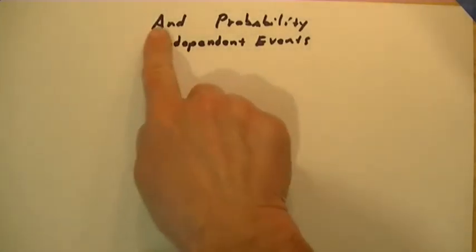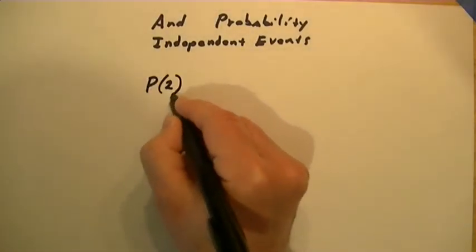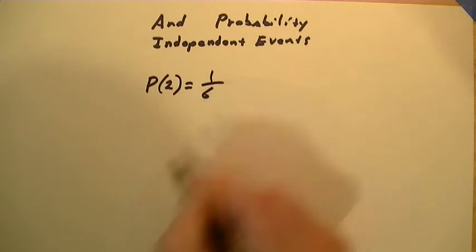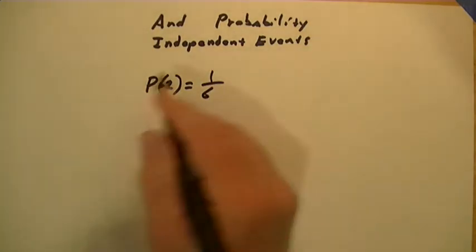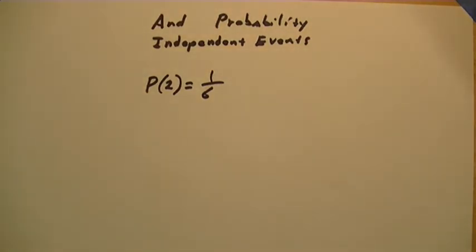So that's where we get into these "and" probabilities. So what is the probability of rolling a 2 two times in a row? They're independent events. So the probability of rolling a 2 we know is 1 in 6. And if we do it again, the probability is still 1 in 6. These are completely independent events.